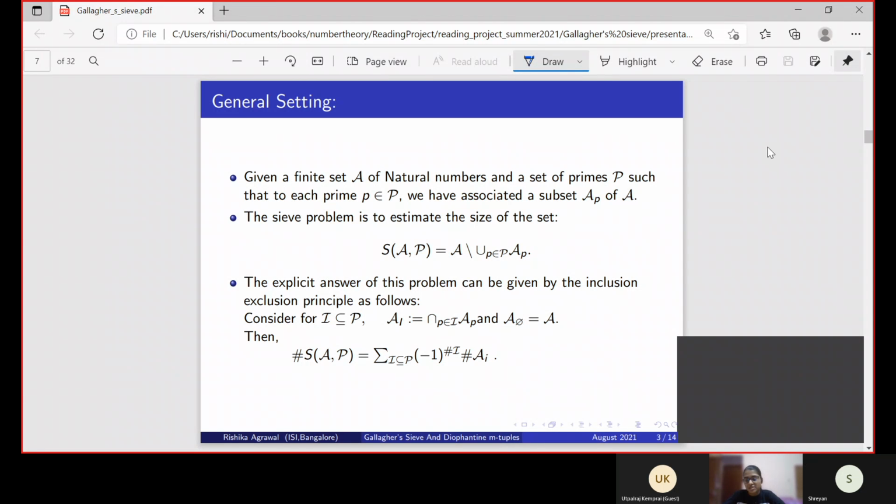Using this inclusion-exclusion principle is like a never-ending process and is very complicated to do. Even if we want to state it, we can consider a set I subset of P such that A_I is the intersection of all A_p, p belonging to I, and A_phi is A. Then the size of the sieve problem, that is the size of S(A, P), equals the summation over all I subset of P of (-1) to the power size of I times size of A_I. So this is the basic sieve problem setting. If anyone has any doubts still here, they can speak.